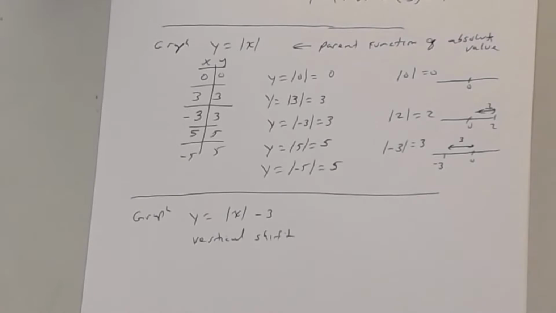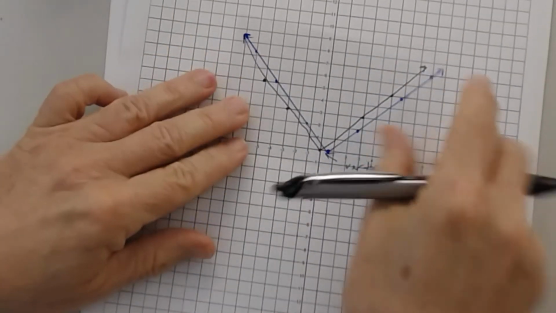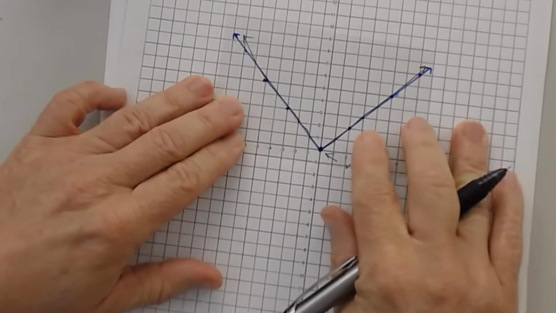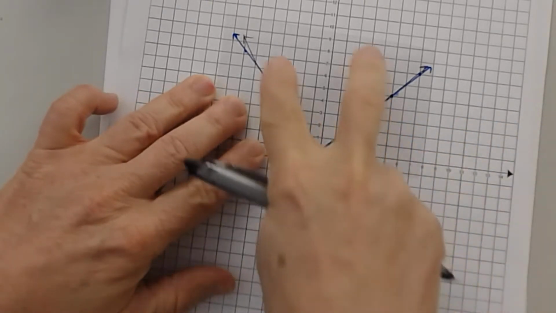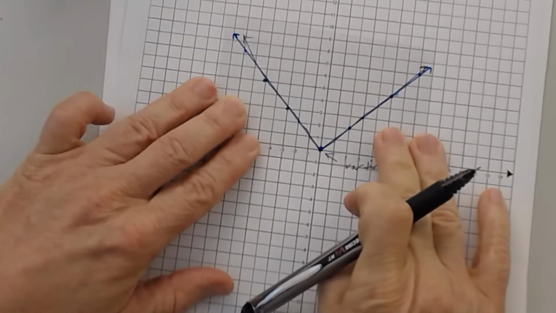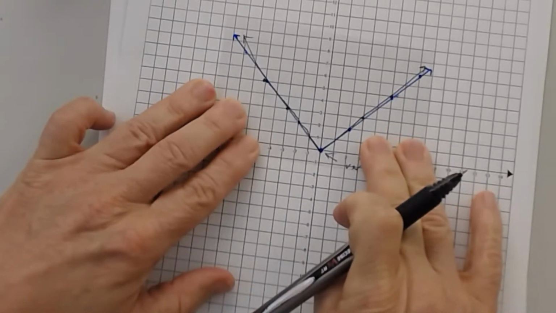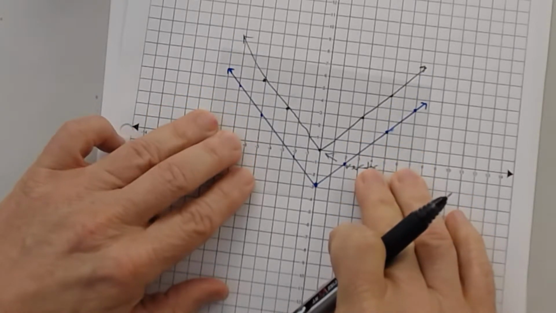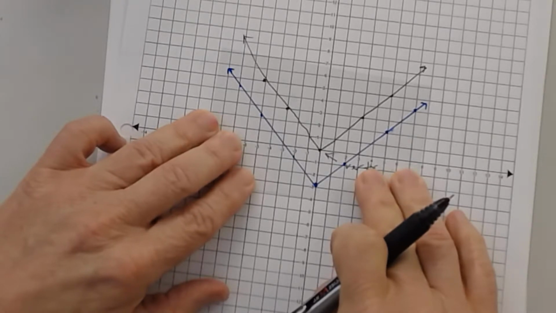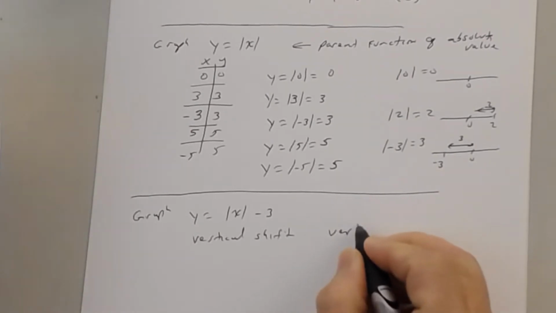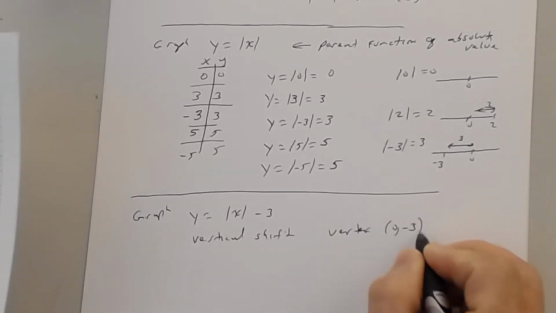Basically what you're going to do is take your parent function, which is here. And where's the vertex of the parent function? At the origin. So that subtract 3 tells me to do what to every point in this graph? Move it, vertical shift. Vertical means go up and down. So I go down 3. So what is my vertex then? 0, negative 3. So this vertex is 0, negative 3.